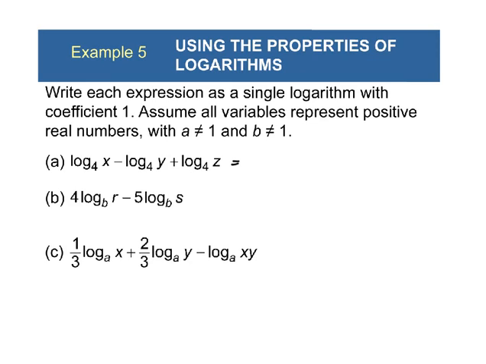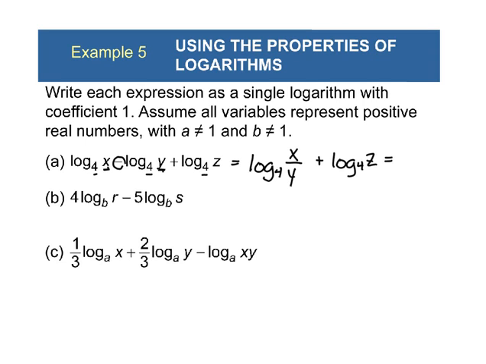All of these logarithms in this first example have base 4, and they have to have the same base in order for us to condense our expression. We have log base 4 of x minus log base 4 of y. Whenever we have a minus sign between two logarithms, we divide the two values inside. So log base 4 of x over y, plus log base 4 of z.